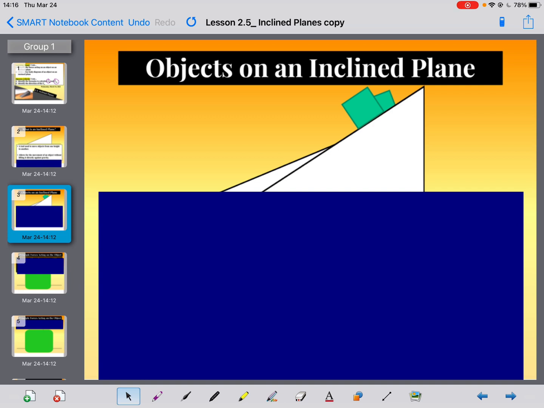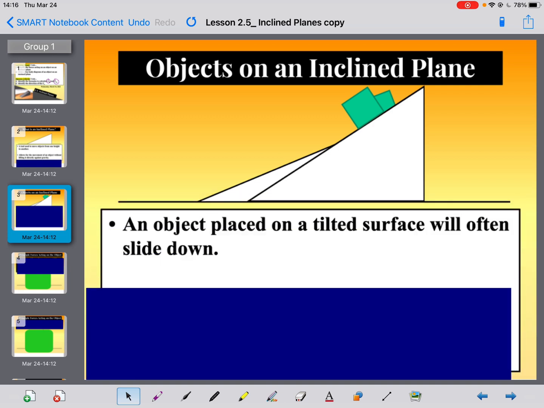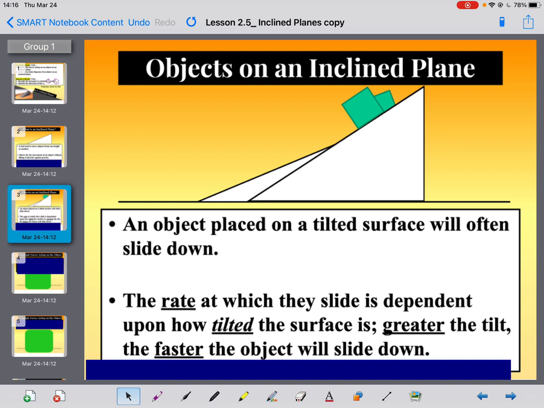More importantly, the rate at which they slide down, right, is dependent upon how tilted the surface is. So the greater the tilt, the faster the object will slide down. Usually any object that's placed on an inclined plane wants to slide down. It doesn't really want to stay up at the top. So for example, this guy wants to slide down instead of staying there at rest at the top. Like I said, the rate at which they slide is dependent on this tilt. What that tilt means is just this angle, right? The angle we call theta.